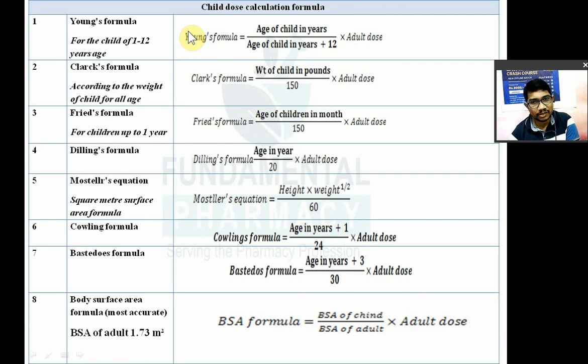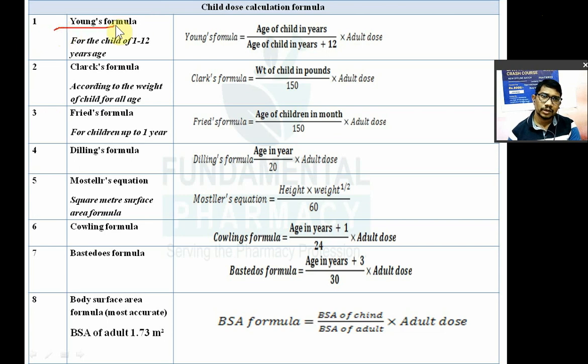That's why dose adjustment is important for children and geriatric patients. Now, the science of dose is nothing but posology. Posology is the science that deals with the dose of a drug. If you want to calculate the dose for children, you have different formulas based upon the adult dose. The first formula is Young's formula.